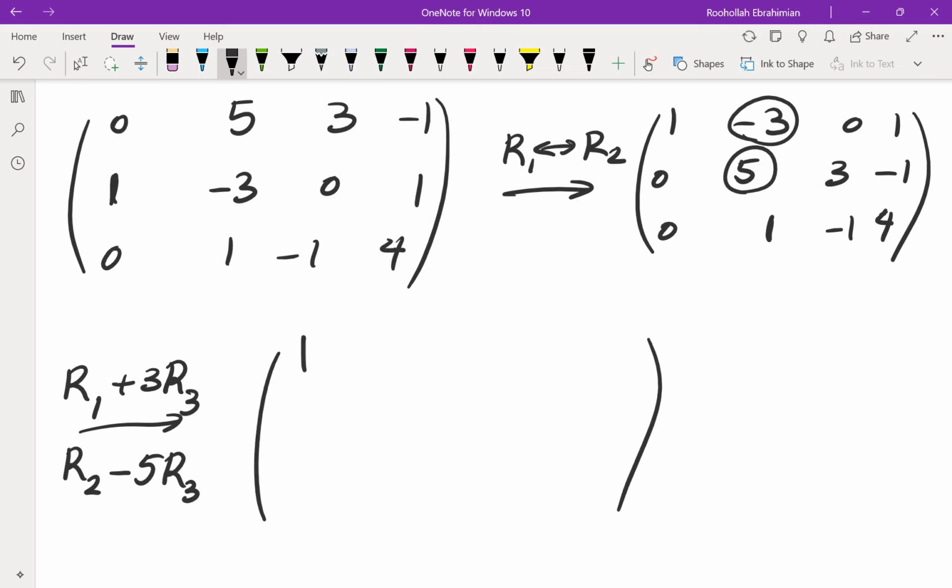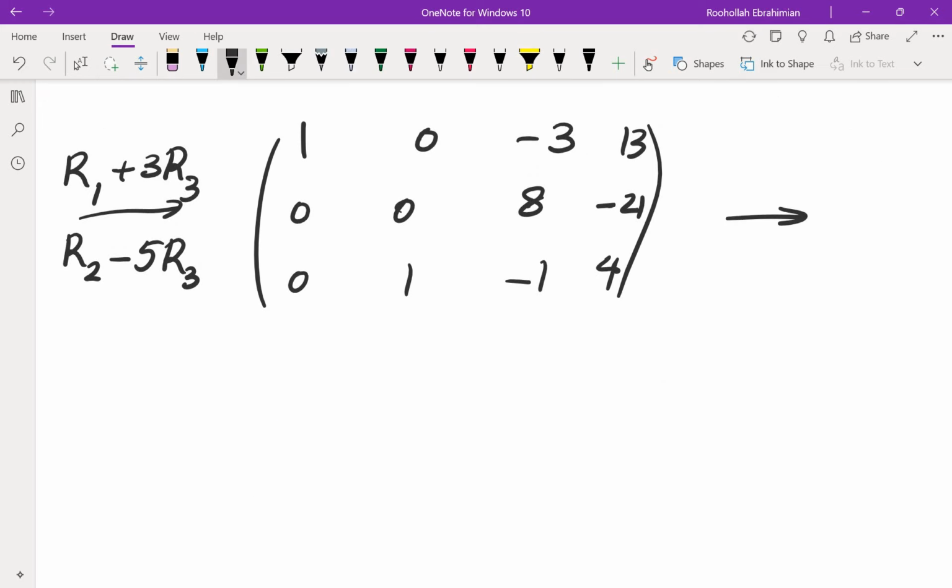Okay, so that gives me 1, 0. So I'm adding 3 times that, so that's negative 3. 3 times that, that's 12 plus 1, 13. 0, 0. So negative 5, 8, negative 21, 0, 1, negative 1, 4.